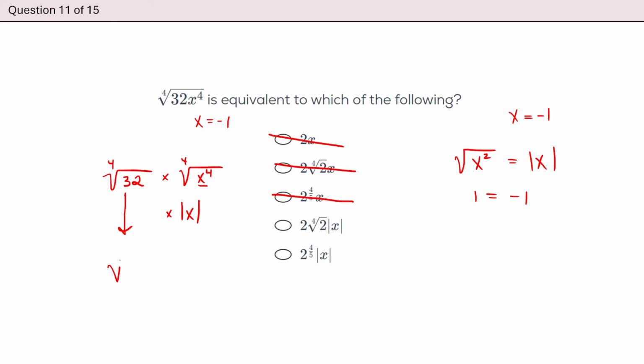Let's rewrite this as the fourth root of 16 times 2. That means I can rewrite this as the fourth root of 16 times the fourth root of 2. What is the fourth root of 16? That's 2. So 2 times the fourth root of 2, which of course is going to match with answer choice D. So the correct answer is D.